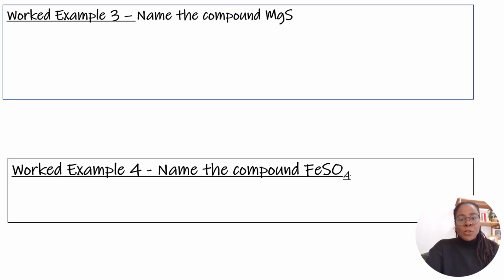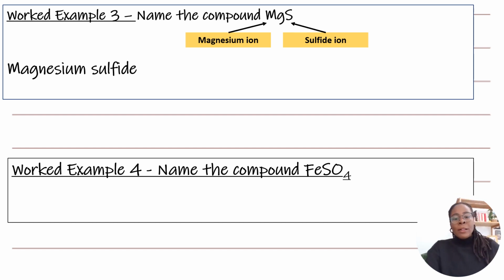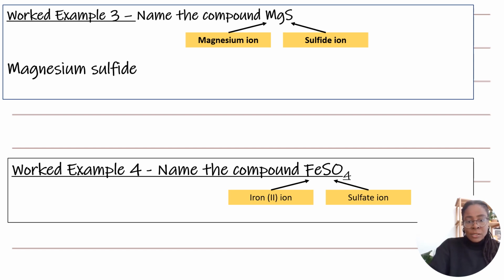For our next two worked examples, we're making sure that we can name compounds from their formulae. So MgS, we are dealing with the magnesium ion and the sulfide ion. So the name would just be magnesium sulfide. For our next worked example, FeSO4, well, the SO4 we know because we've had to remember it is the sulfate ion, which is SO4 2−. Now, because there's only one Fe involved, that tells us that the charge of that must be 2+. So it must be the iron(II) ion. So the name is iron(II) sulfate.